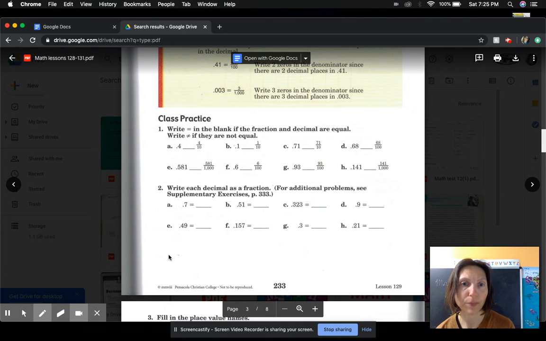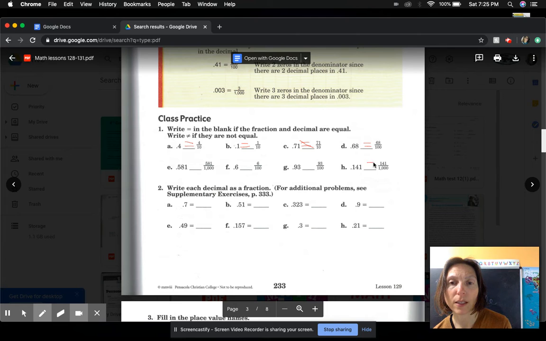Point 4. Write equals in the blank if the fraction and decimal are equal. Write not equals if they're not equal. So 0.4 is equal to 4/10ths. You see where the 4 is in the tenths place. 0.1 is equal to 1/10th. 0.71, is that equal to 71 tenths? No, it's 71 hundredths. So that would be not equal. 0.68 is 68 100ths, equal.